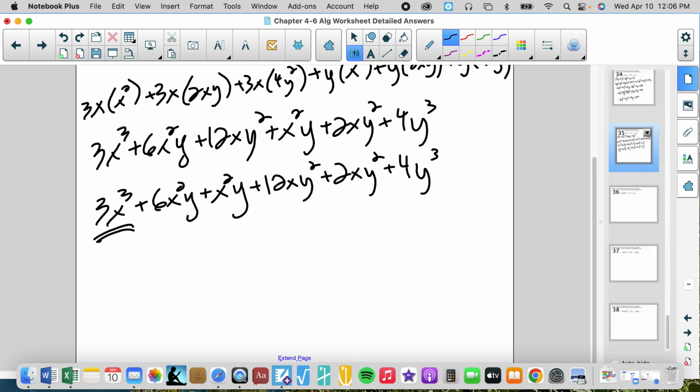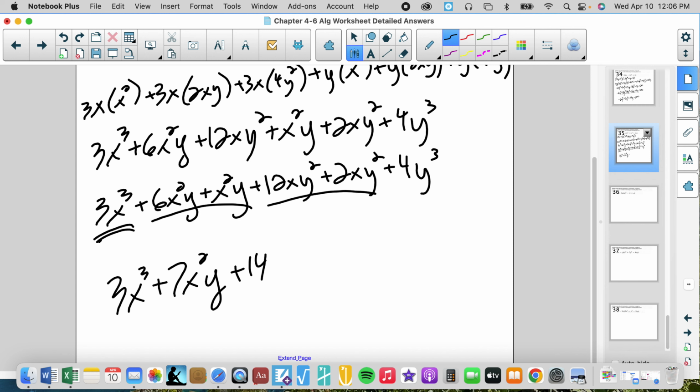Doesn't have a partner. 3x cubed. These have partners. That's 7x squared y. These have partners. 14xy squared. And this doesn't have a partner, plus 4y cubed.